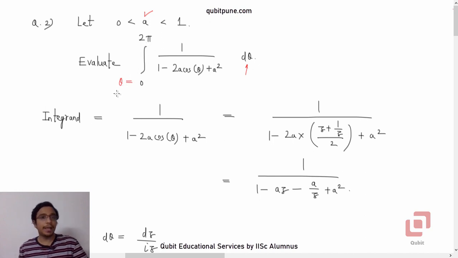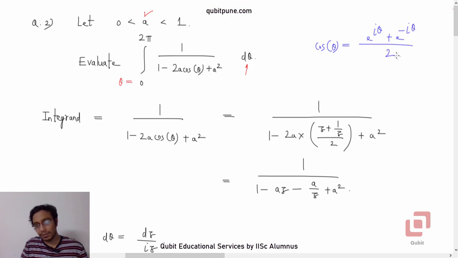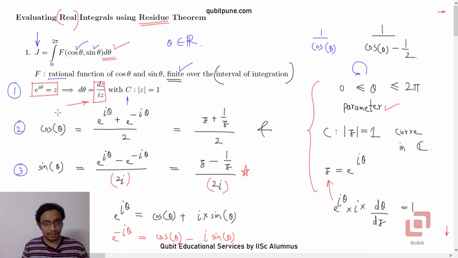This time we have cos theta in our integrand, which is 1 upon 1 minus 2a cos theta plus a squared. So you have to now bring in the formula for cos theta. We all know that cos theta is (e to the power i theta plus e to the power minus i theta) upon 2, and here e to the power i theta is z. In every such problem you have to show all these three things. Well, the third thing is not required to be shown because sine theta is not a part of our integrand. But you have to show that d theta is dz upon iz and cos theta is (z + 1/z) upon 2.